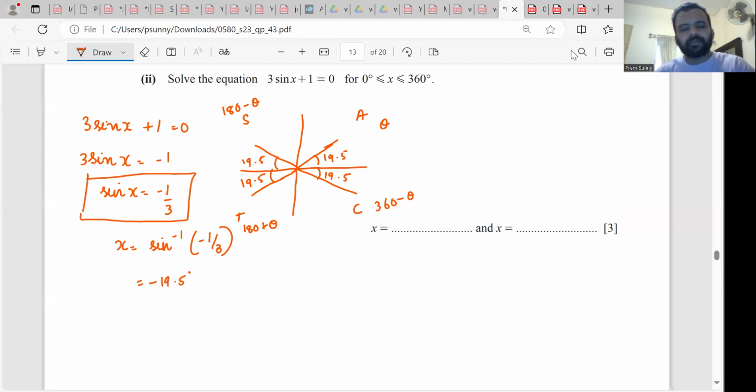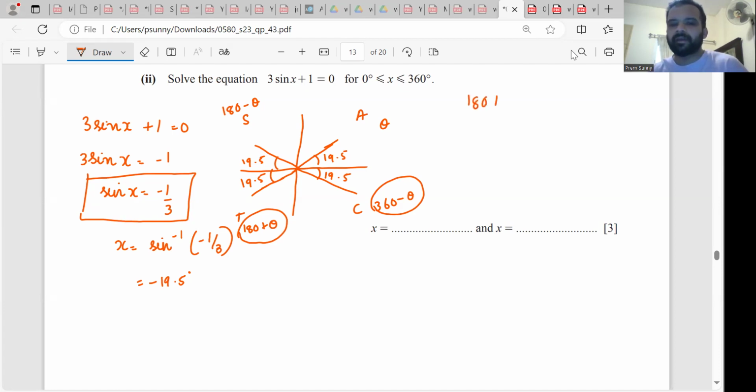Sine value. What is my sine value here on the right hand side? Sine value is negative. So you need to check in which quadrants sine is negative. Sine is negative in the third quadrant and fourth quadrant, because in the first quadrant all of them are positive: sine, cos, tan. In the second quadrant sine is positive. So sine is positive in these two quadrants, and sine is negative in the third and the fourth quadrant. The sine value which I got here is negative.